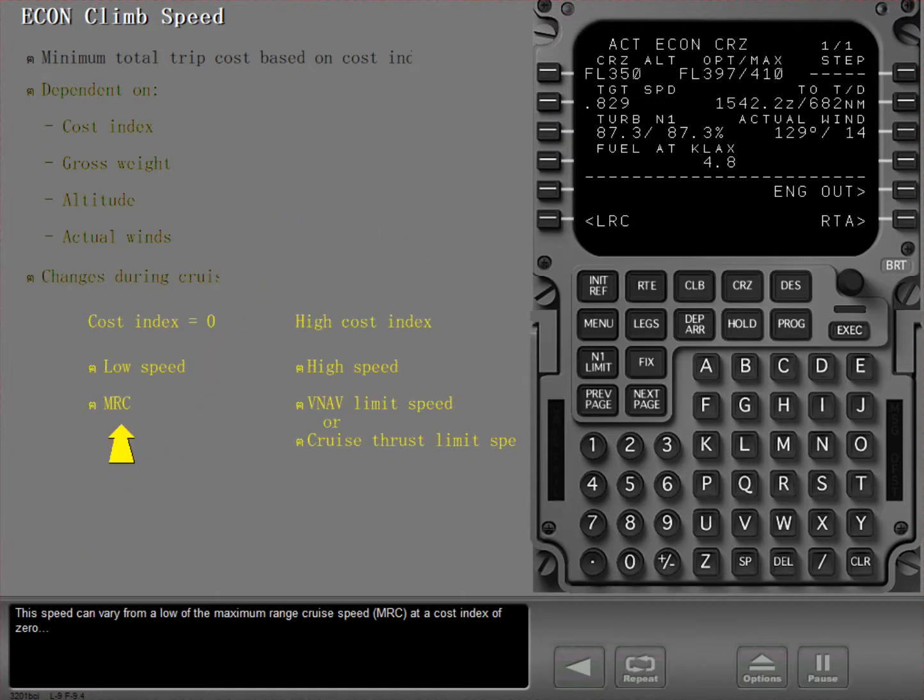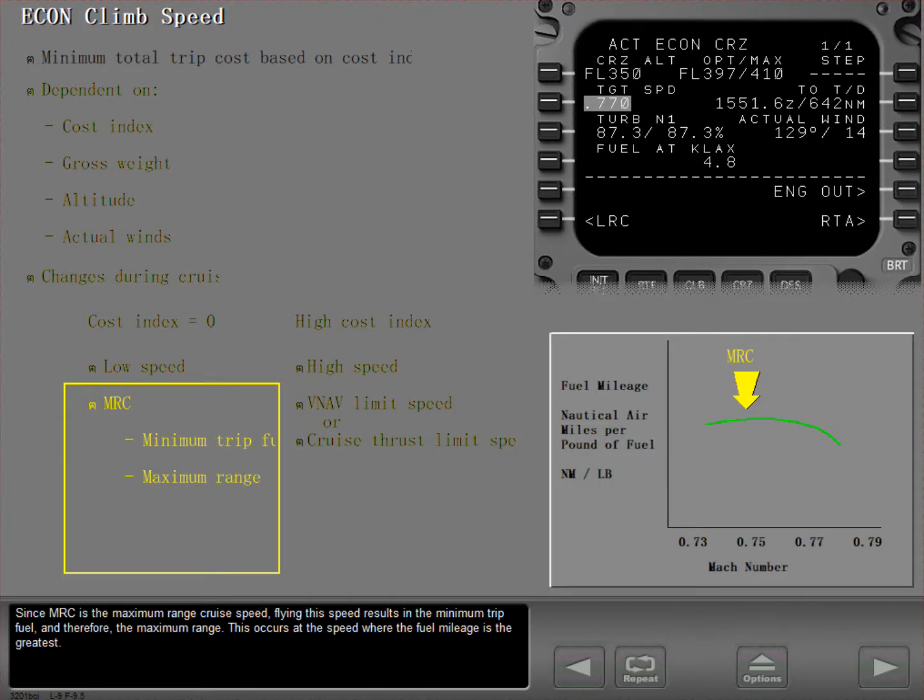This speed can vary from a low of the maximum range cruise speed, MRC, at a cost index of 0 to the VNAV limit or cruise thrust speed at a high cost index. Since MRC is the maximum range cruise speed, flying this speed results in the minimum trip fuel and therefore the maximum range. This occurs at the speed where the fuel mileage is the greatest.